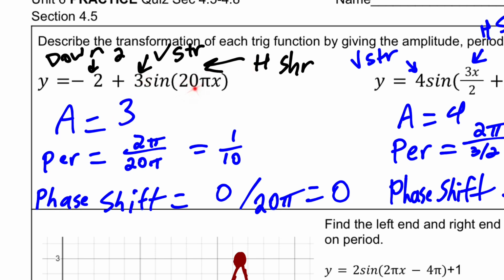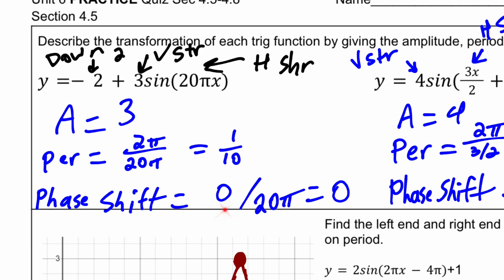And this part here, the 20 pi going in front of that, is a horizontal shrink, and it's a huge one actually. And if we consider that for our period, 2 pi divided by our b value, 20 pi, this whole cycle, which originally took 2 pi, is going to finish in 1 over 10. So you'll finish a whole lot of cycles before you ever finish one of the original.